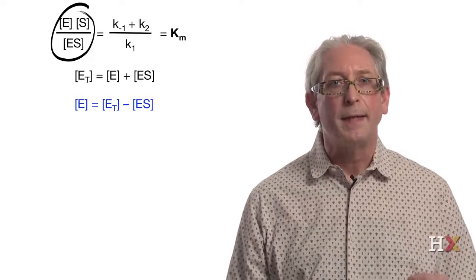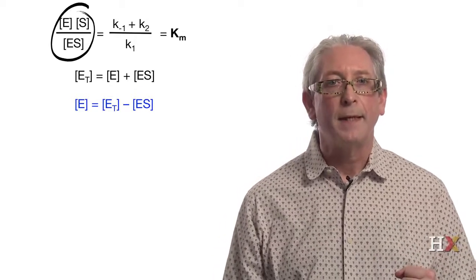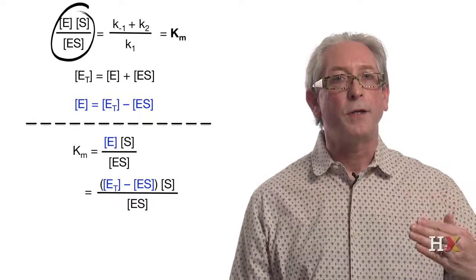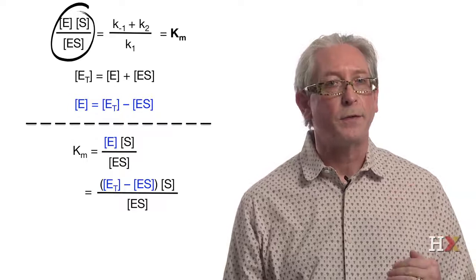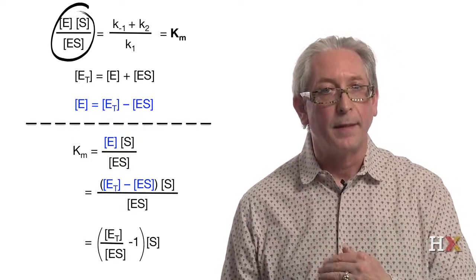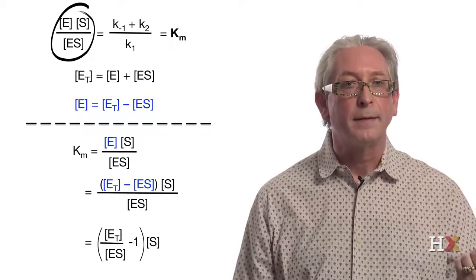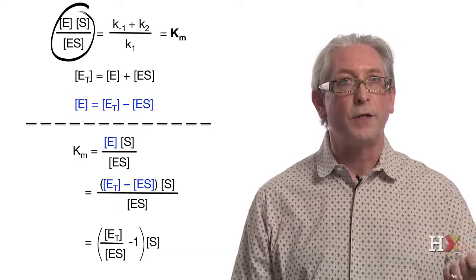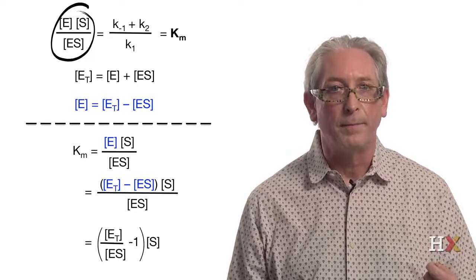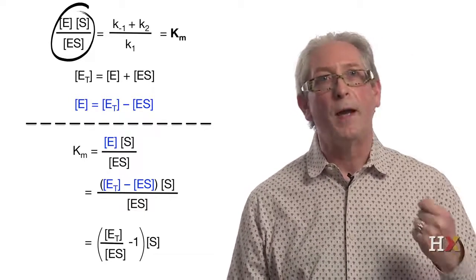If we do that and rearrange the equation, what we will get is Km equals the concentration of total enzyme divided by the concentration of enzyme substrate minus 1, times S. Now our next task is to eliminate the concentration of enzyme substrate complex, the other term that is very hard to determine. How can we do that? We have to go back to our equations about the velocity of the reaction.